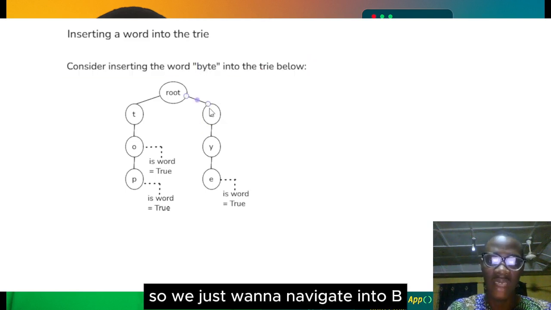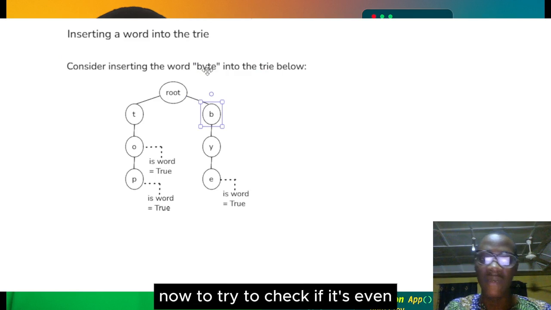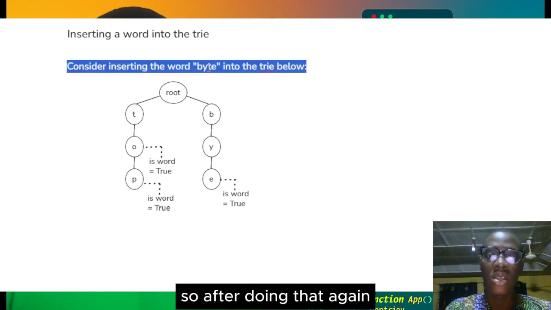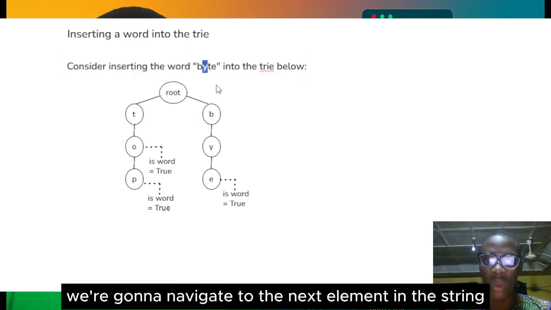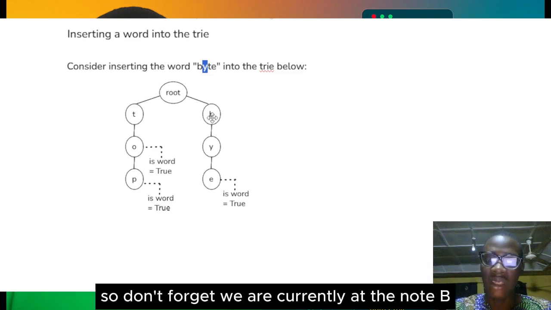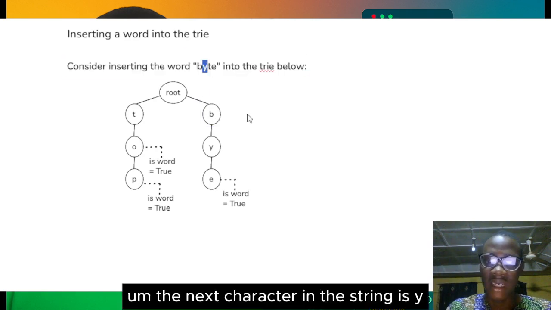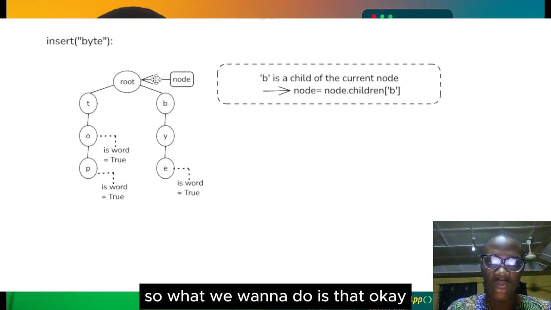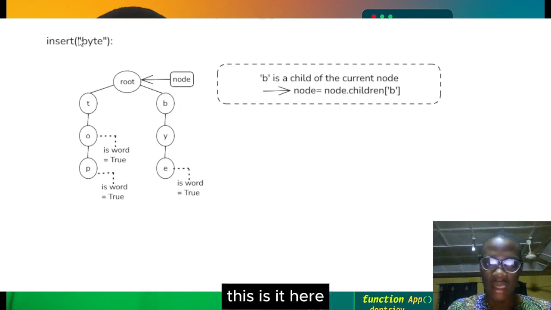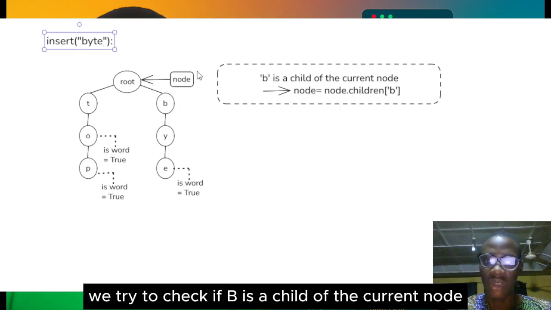So we just want to navigate into B now to check if it even has another one, like Y. After doing that, again we are going to navigate to the next element in the string. Don't forget, we are currently at the node B, and now the next character in the string is Y. When we're trying to perform the insert, we check if B is a child of the current node, which is the root node.